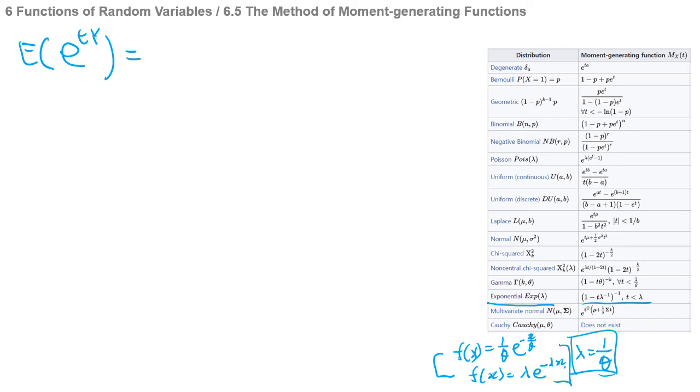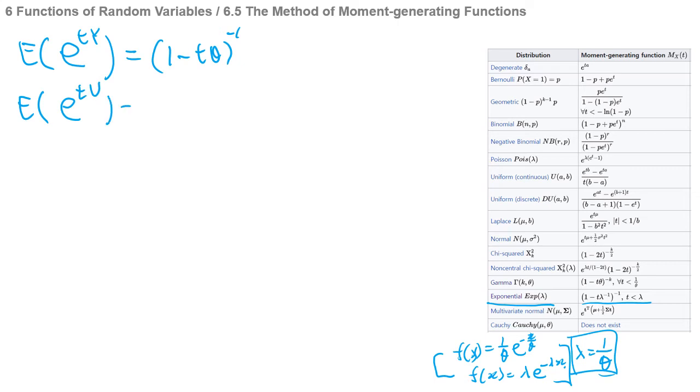with this relationship. So for our case, we are using theta. So this is 1 minus t theta to the power of negative 1. And what we want is to calculate the expected value of e to the t u.